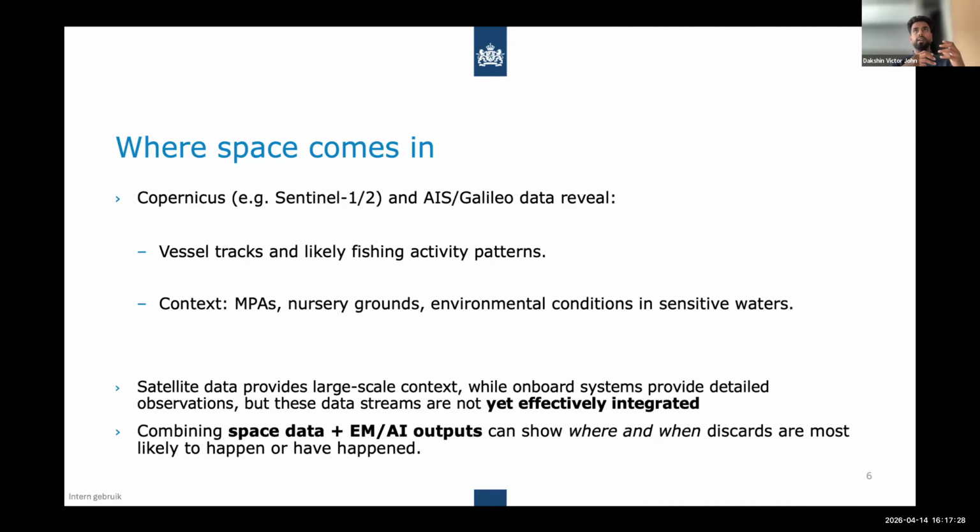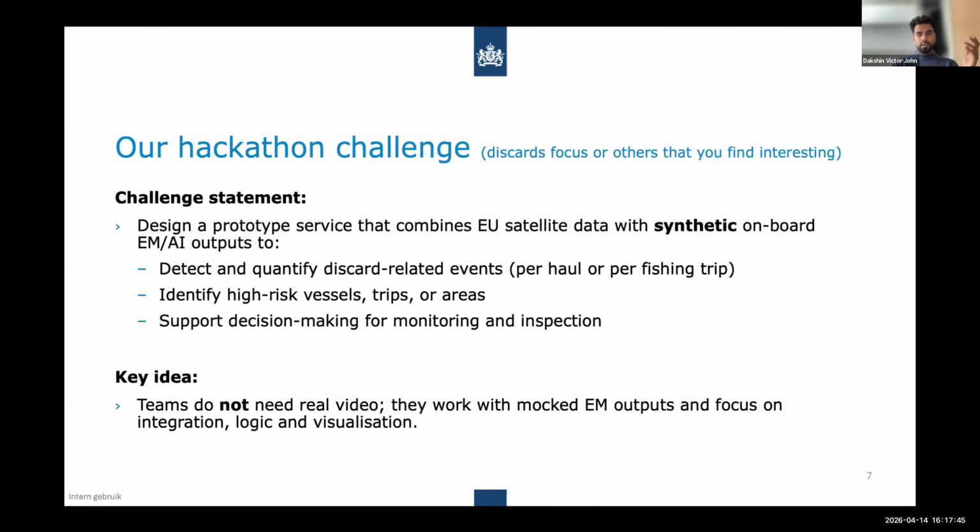to actually check how this whole thing comes together. And now if you could combine that with the EM AI outputs that we would have, I think we have a very nice solution at hand already. And this would exactly tell us where discards have happened. And if you come up with another idea, maybe that as well. So our challenge right now is focused on discards.